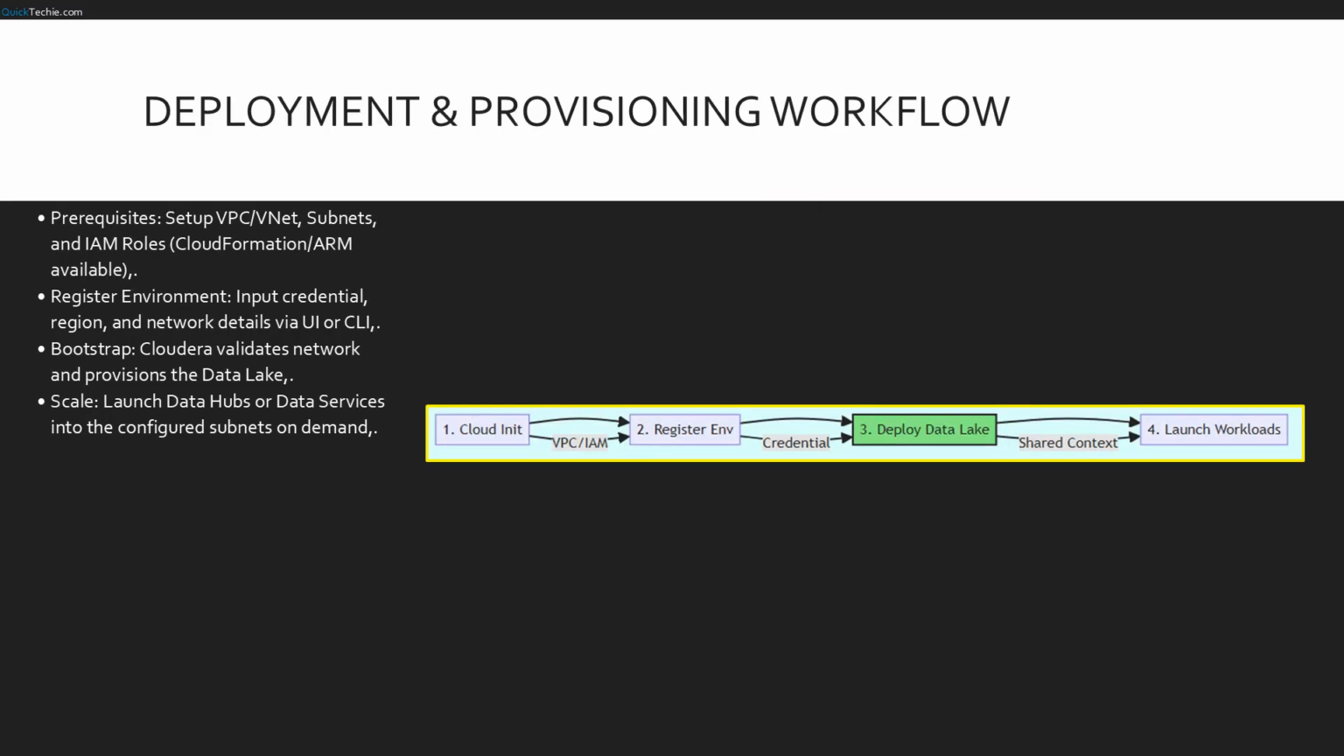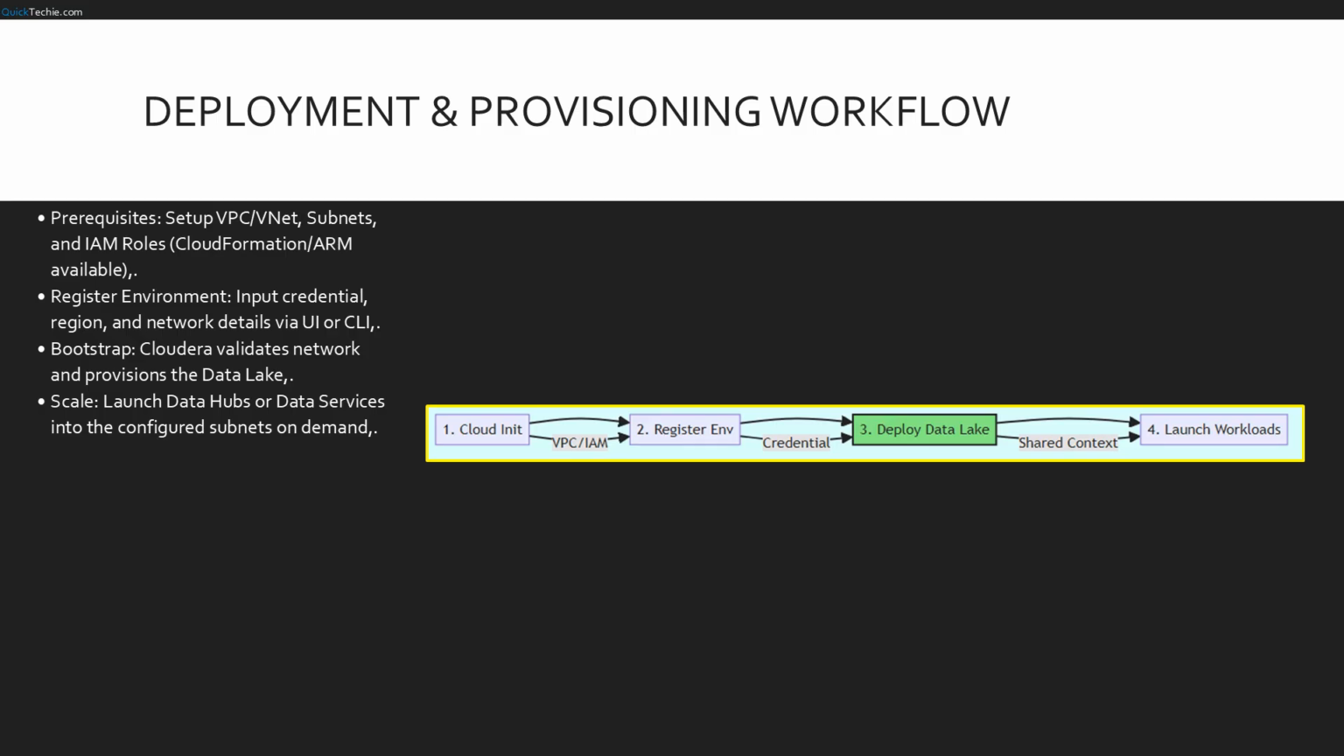Finally, let's review the deployment workflow. Step 1 is prerequisites. You create the VPC and IAM roles, often using a CloudFormation or ARM template provided by Cloudera. Step 2 is registration. You provide these details to the Cloudera control plane. Step 3 is bootstrapping. Cloudera validates your network connectivity and automatically provisions the data lake. Once that is healthy, you are ready for Step 4, scaling. You can now launch data hubs or data services into your subnets on demand, knowing the foundation is secure and compliant. This process flow summarizes the lifecycle.